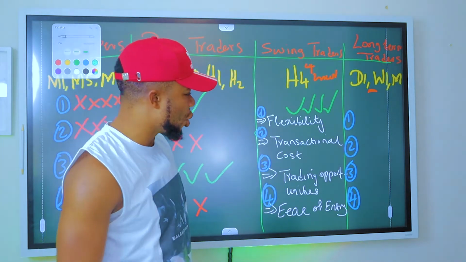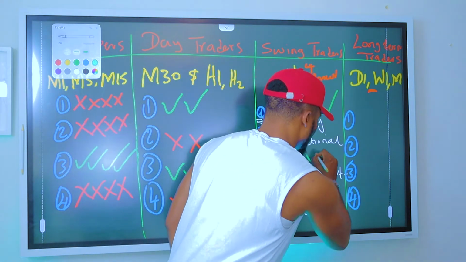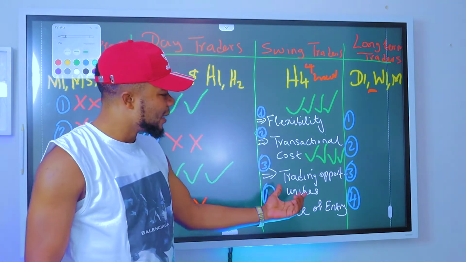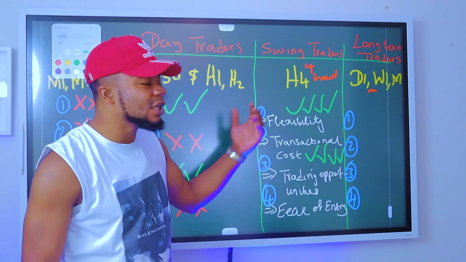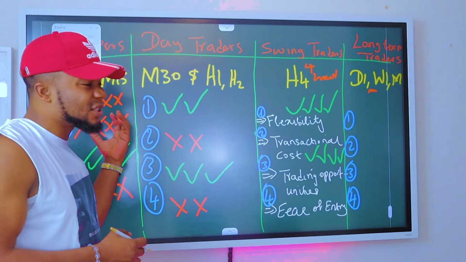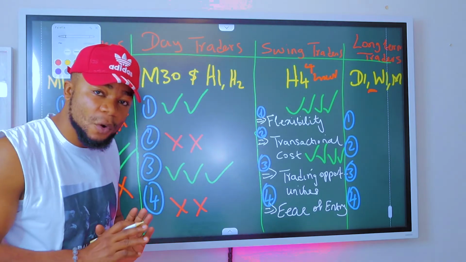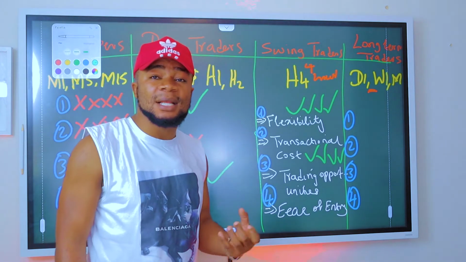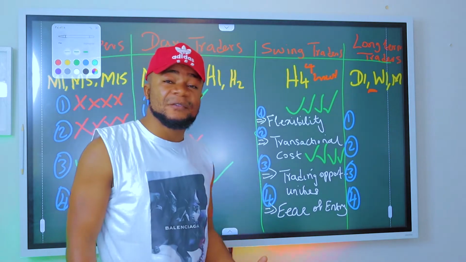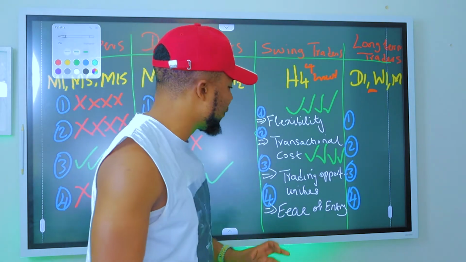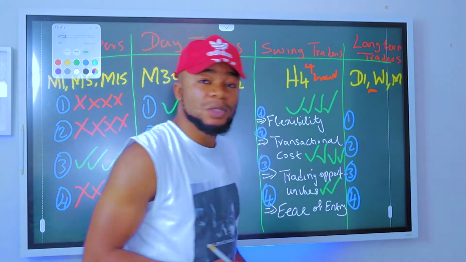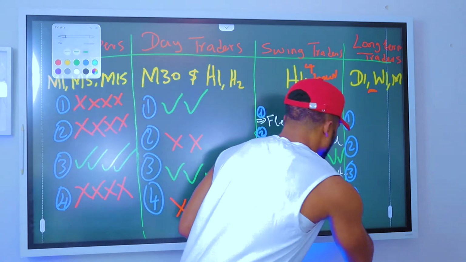Now, transactional cost. The transactional cost here is low, so I'm going to give it 4 ticks even. Then trading opportunities. The trading opportunities on H4 are many, just as on scalping. Why? Because on H4 you can easily spot many support and resistance levels. Trend lines are very visible as compared to other time frames. So for trading opportunities, I'll put 3 ticks.